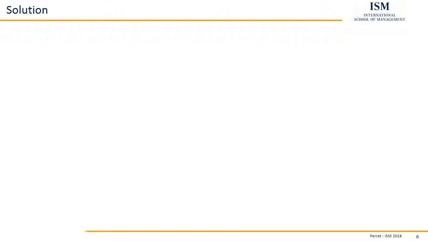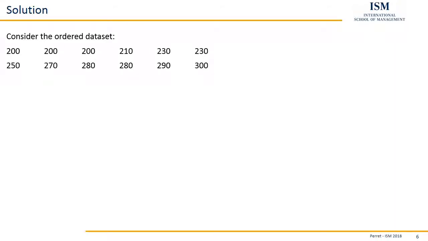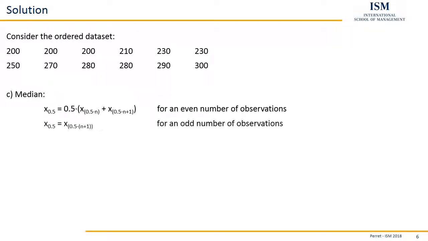For the median, however, we use the ordered data set. So we again copy the ordered data set from the previous slide. And what do we actually calculate with the median? Well, this depends on the number of observations, because there are actually two versions of the median, one for an even number of observations and one for an odd number of observations.